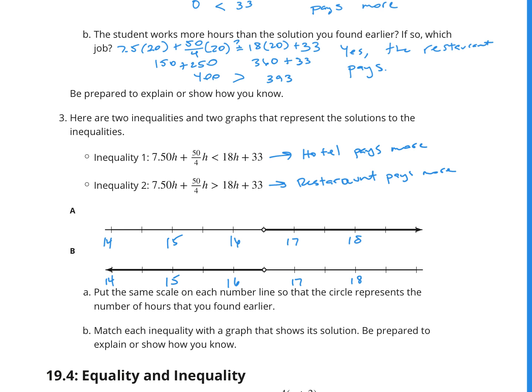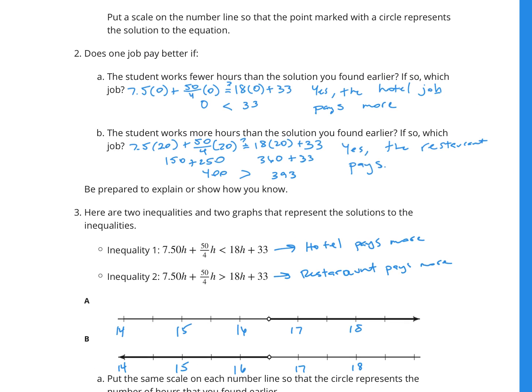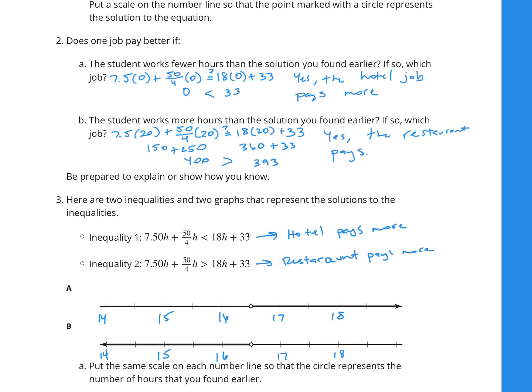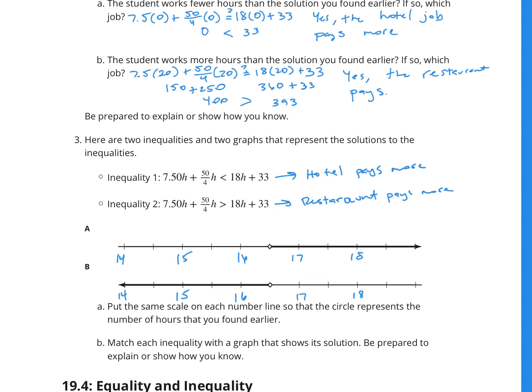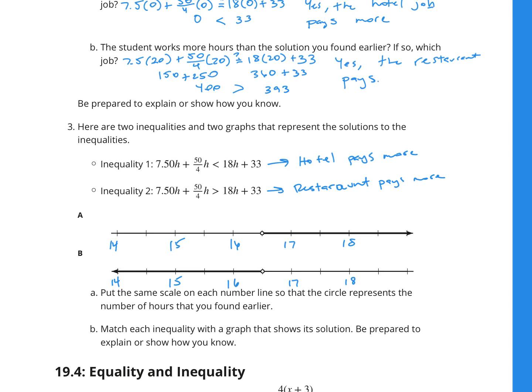So if we look back at our previous response, we said when we were smaller than the boundary point, the hotel job was going to pay more. So it makes sense that graph B goes with inequality 1. And we found that with the restaurant job, that was when the solution set was greater than the boundary point. So that makes sense that graph A goes with inequality 2.